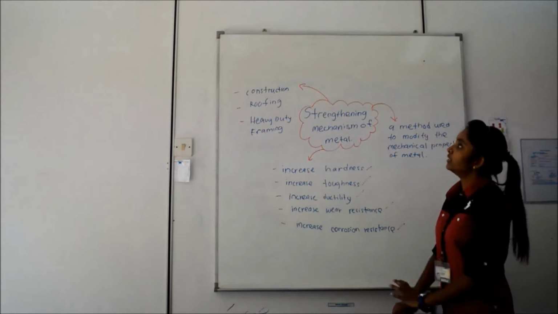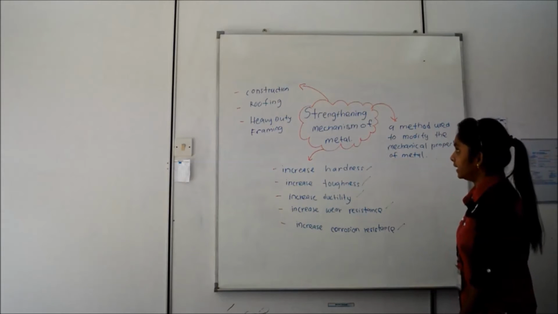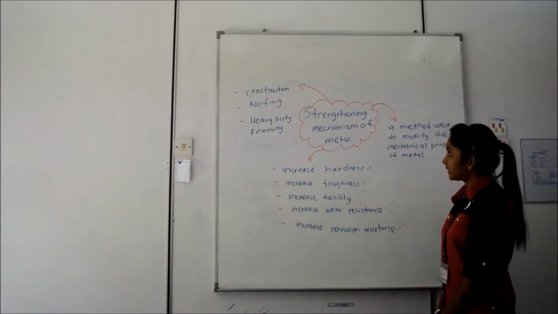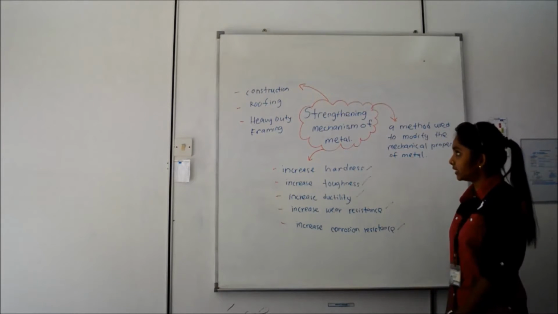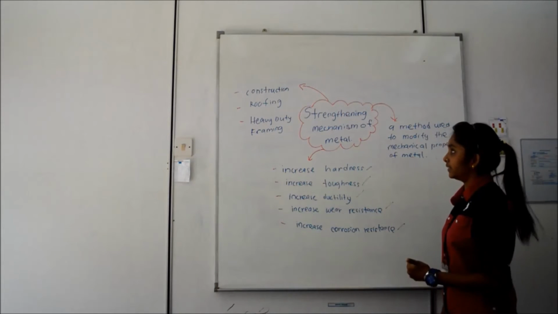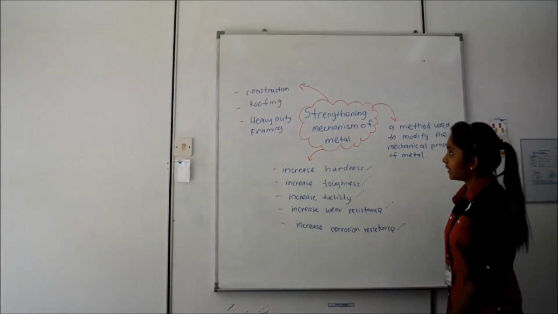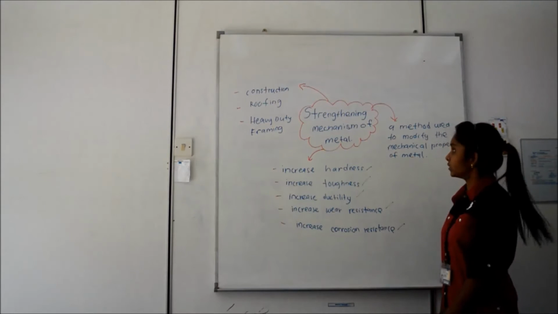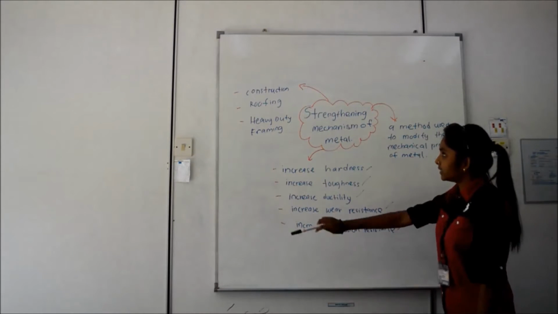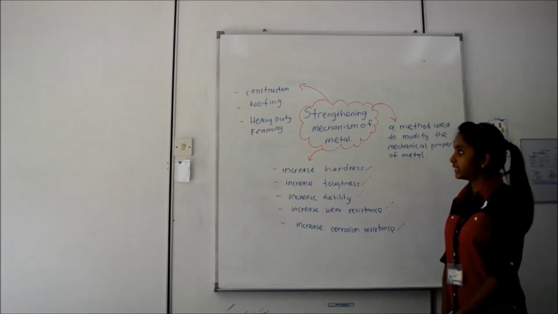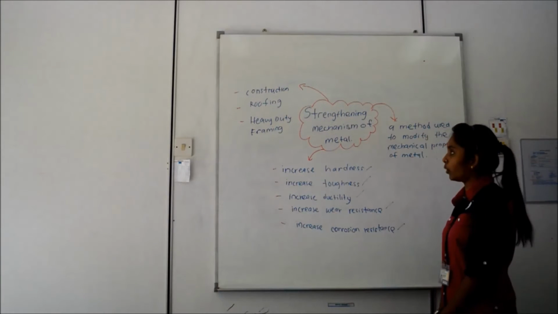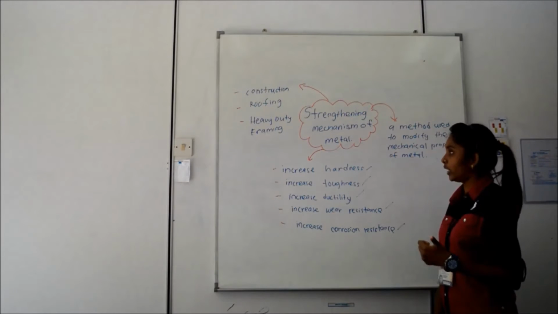There are several applications in our daily life. First is construction. Strengthened metals are used in constructions such as in buildings and bridges. Second is roofing. Roofing is also a type of strengthened metal. Third is heavy duty framing. For example, strengthened metal in heavy duty framing is car body frame and also building frames.